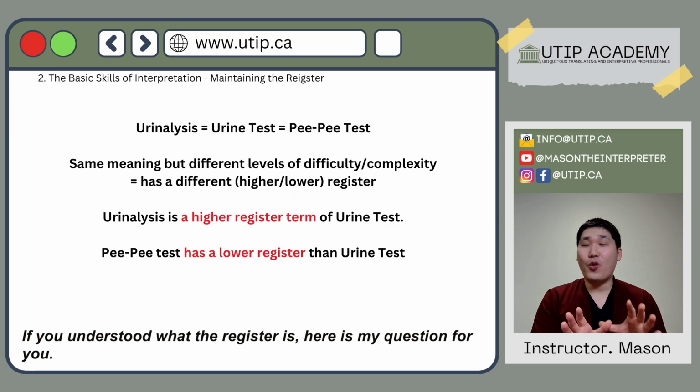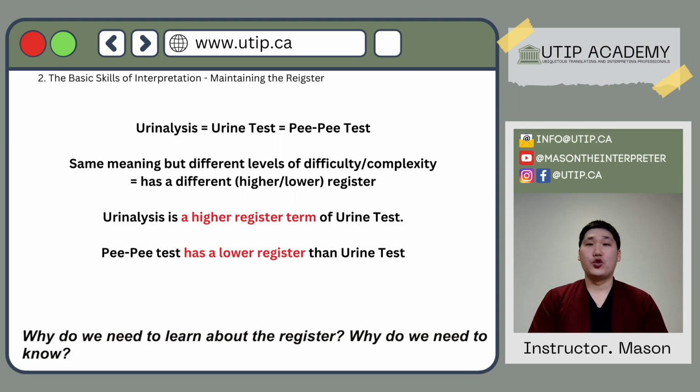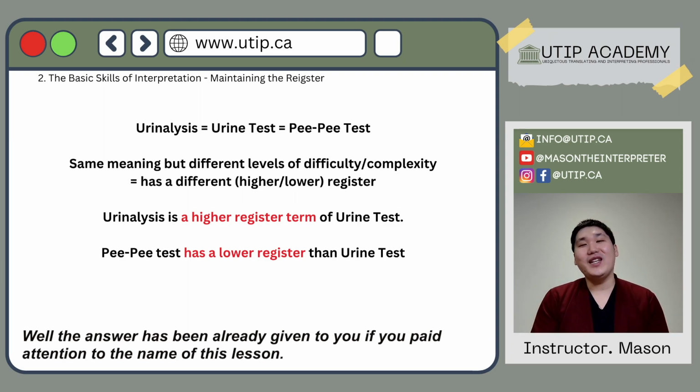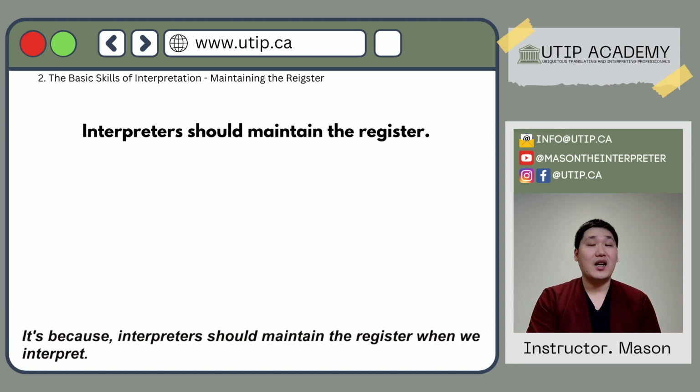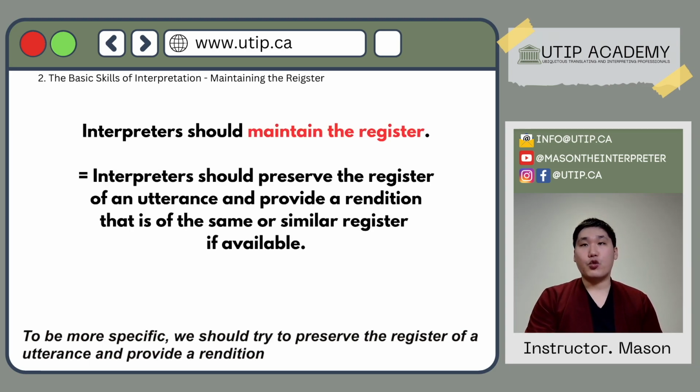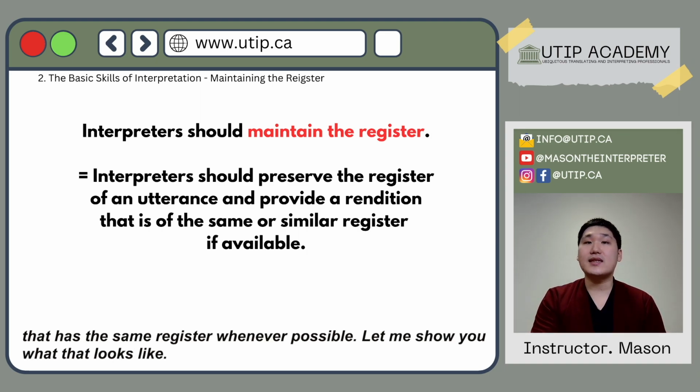If you understood what the register is, here is my question for you. Why do we need to learn about the register? Why do we need to know? Well, the answer has been already given to you if you paid attention to the name of this lesson. It's because interpreters should maintain the register when we interpret. To be more specific, we should try to preserve the register of an utterance and provide a rendition that has the same register whenever possible.